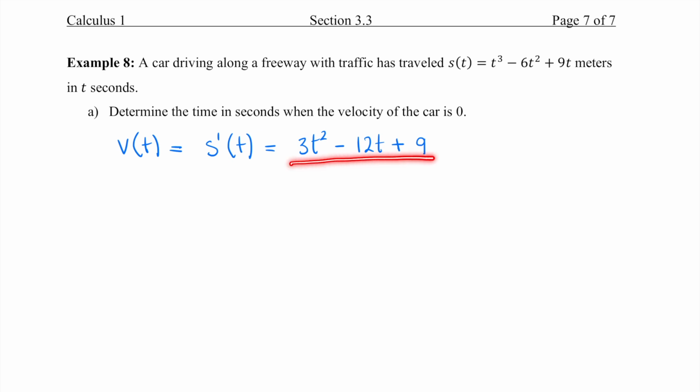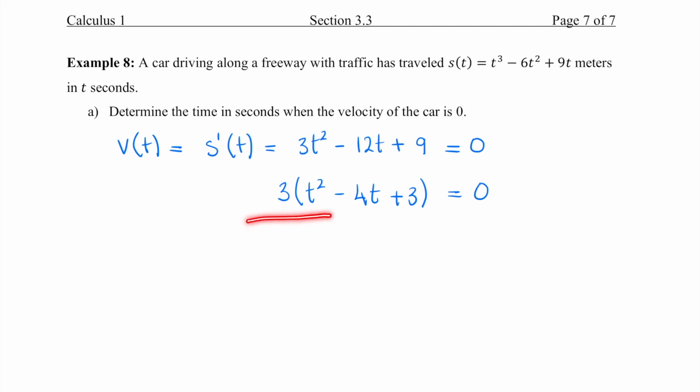Now, set the velocity equal to 0 to find when the velocity is 0. Next, we need to solve this equation. This is a quadratic equation, so we can either factor or use the quadratic formula. Look at 3t squared minus 12t plus 9. These three terms have 3 as a common factor, so we'll factor 3 out. So we have 3 times t squared minus 4t plus 3 equals 0.